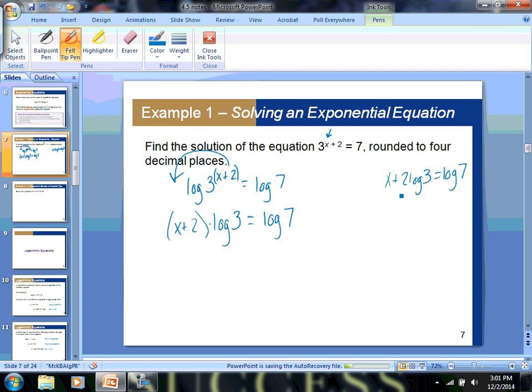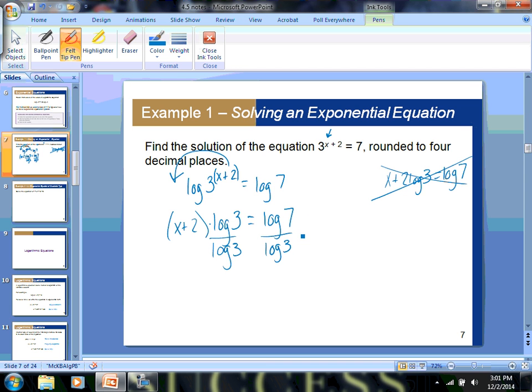Okay, so then what students do is they subtract the 2 log 3 over to the other side, and that's not really what we want to do. So be careful, okay? If you have more than one term in your exponent, you want to think of it collectively as one term. So now if I was trying to solve for x, I need to get rid of the stuff that's being multiplied here. So I need to divide by the log of 3.